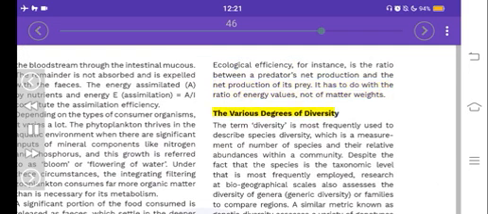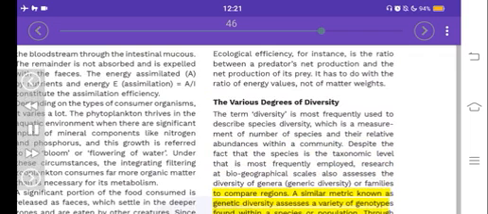The various degrees of diversity. The term diversity is most frequently used to describe species diversity, which is a measurement of the number of species and their relative abundances within a community. Although the species is the taxonomic level that is most frequently employed, research at biogeographical scales also assesses the diversity of genera, generic diversity, or families to compare regions.